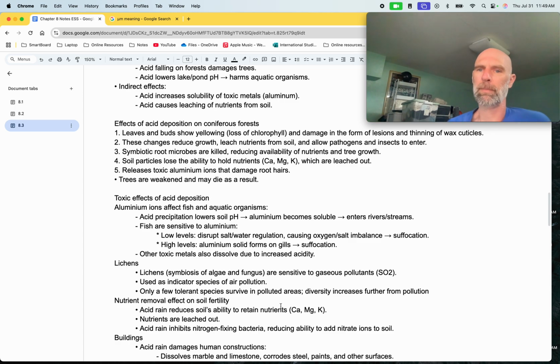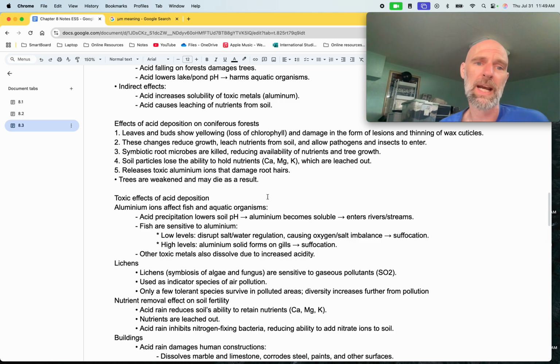Soil particles lose the ability to hold nutrients, calcium, magnesium, potassium, which are leached out. Those are necessary for building blocks too. It releases toxic aluminum ions that damage root hairs. Just like aluminum is toxic to us, it is to plants as well. Trees are weakened and may die as a result. If I was designing the IB test, that one right there would be a great test question. It might be like describe or evaluate the effects of acid deposition on coniferous forest.